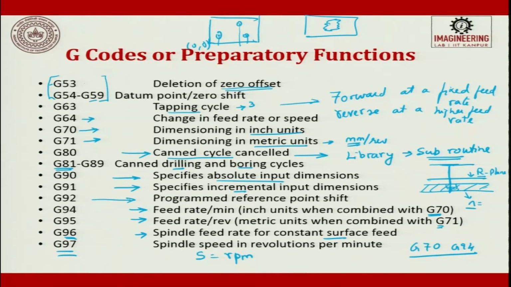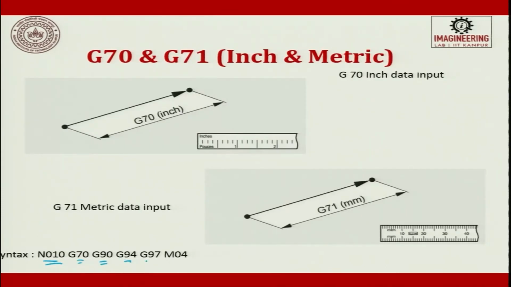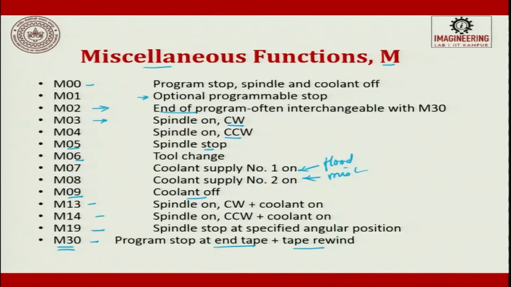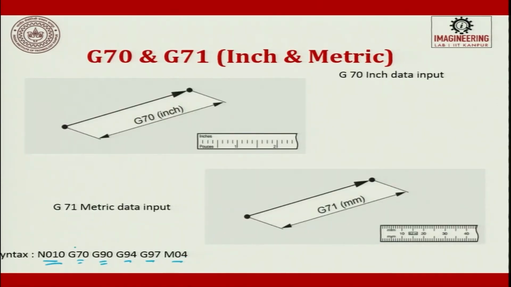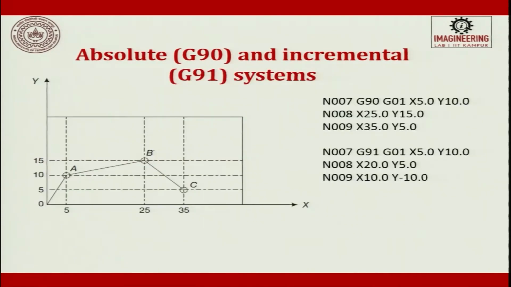So, we have put all those things here. It is one syntax you can call: G94, G97 and M04, which is spindle on. All these things are done in one line. So, you should understand the syntax. G70 is inches, G90 is absolute, then you can talk about inches per minute, then this can be in RPM, and then this can be the spindle on. All these things can be defined in one block. So, this is absolute and increment, I am just comparing.